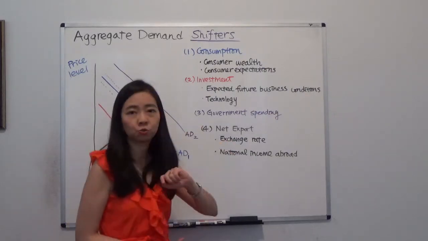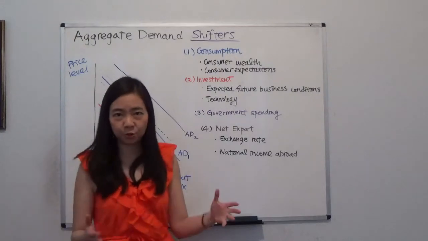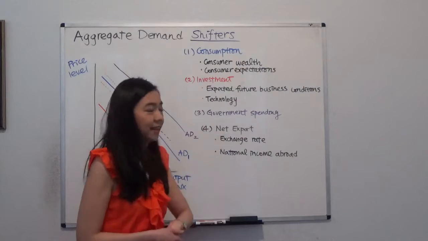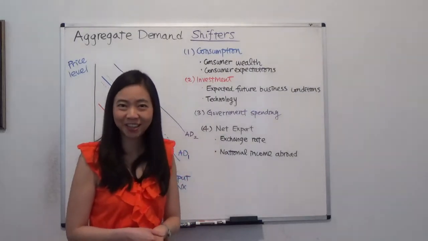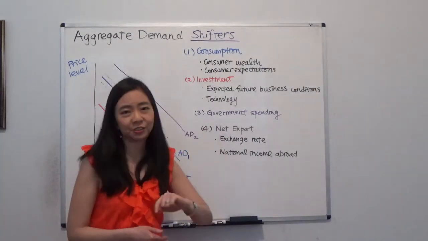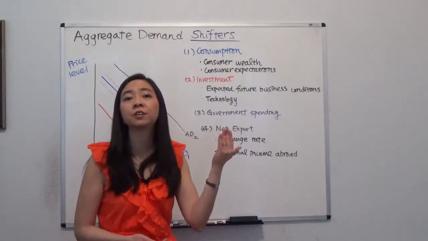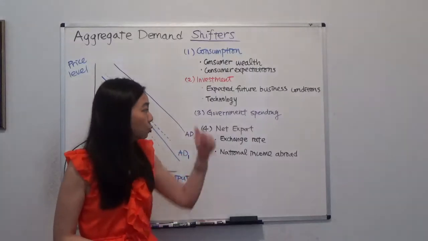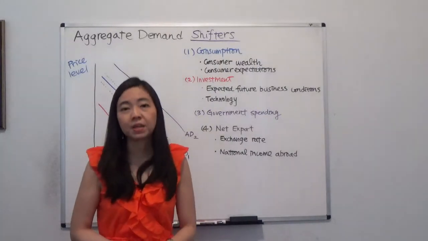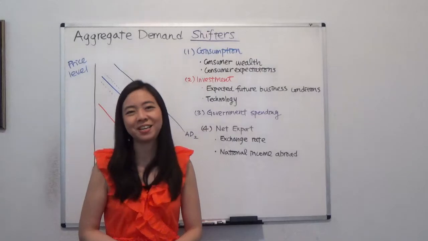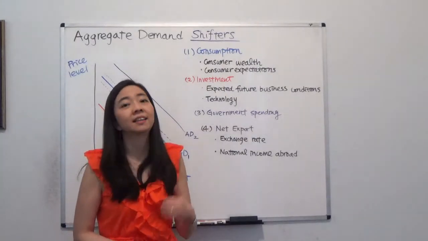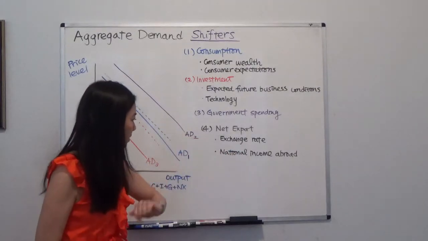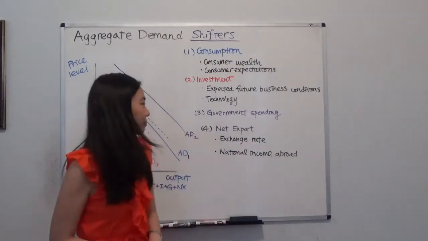One is exchange rate. So I have another video that talks about the relationship between exchange rate and net export. I want you to please go ahead and take a look at that. But for now, I will just tell you the bottom line: if the dollar is strong, meaning the dollar appreciates, then that is going to lower our net export. But if our dollar is weak, meaning our dollar depreciates, that is going to increase our net export, shifting our aggregate demand curve to the right.